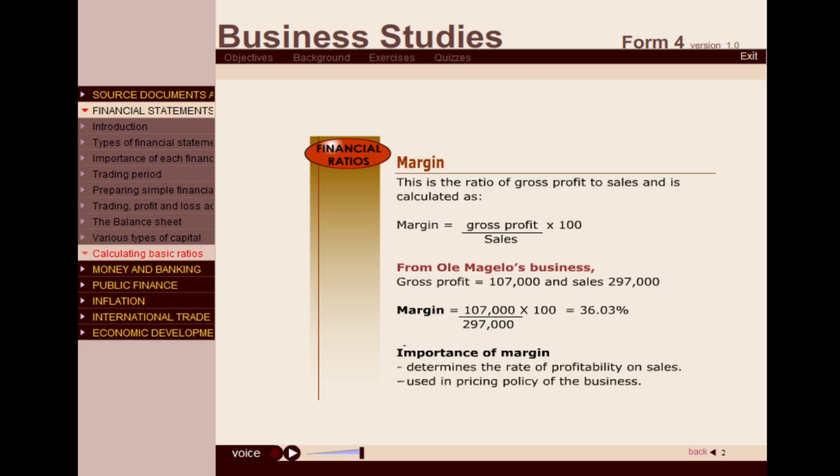107,000 divided by 297,000 multiplied by 100, which is equal to 36.03%. Importance of margin. It determines the rate of profitability on sales and is used in the pricing policy of the business.